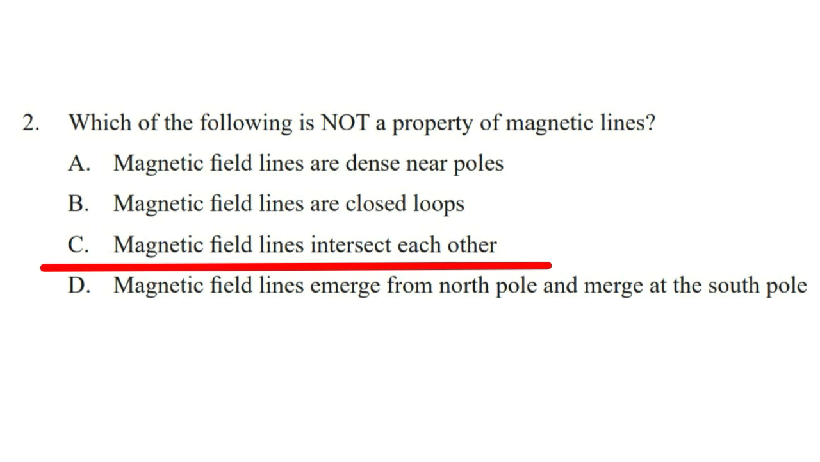Second question, which of the following is not a property of magnetic lines? Magnetic field lines are dense near poles, lines are closed loops, and magnetic field lines emerge from north pole and merge at the south pole. But magnetic field lines will not intersect each other. So answer is C, magnetic field lines intersect each other.